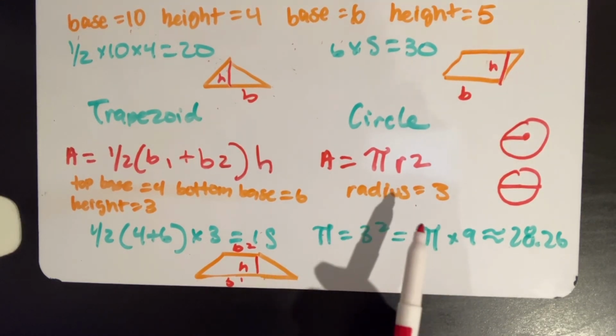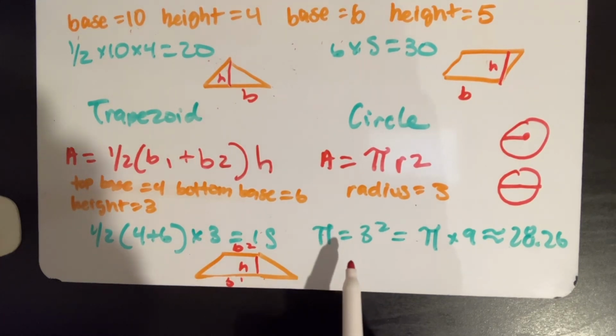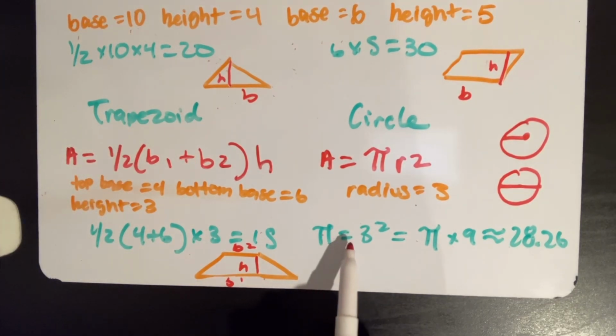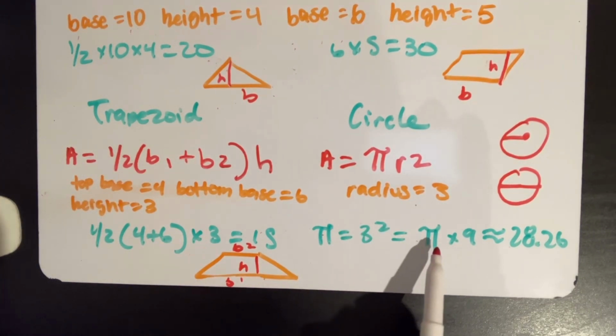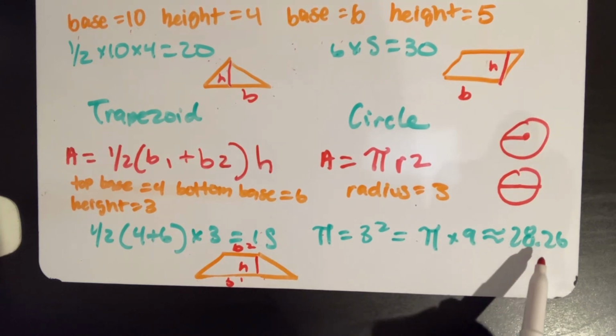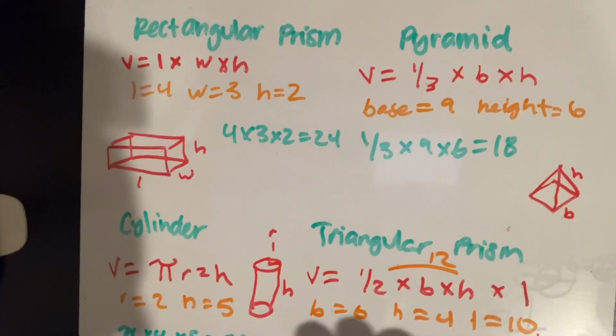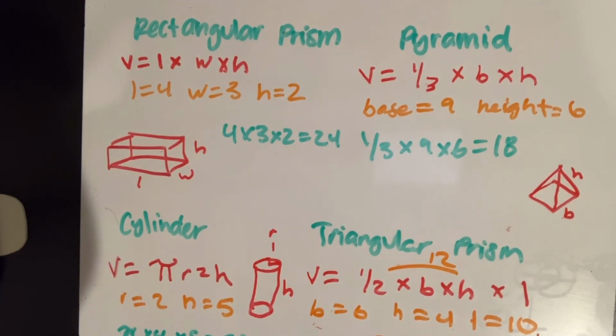So if the radius was 3, we can plug that into our formula. Pi times 3 squared, which would be pi times 9, which is approximately 28.26. Volume is how much space is inside a 3D object, like how much water a container can hold. Let's try volume on a few 3D figures.